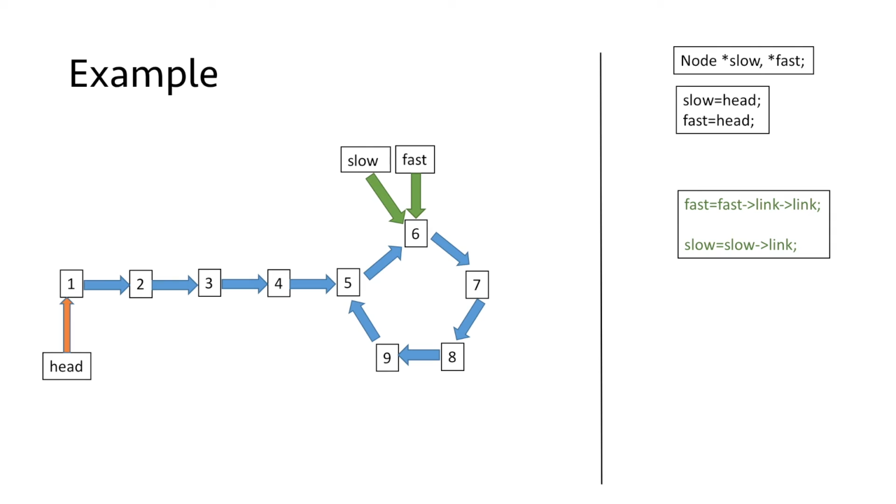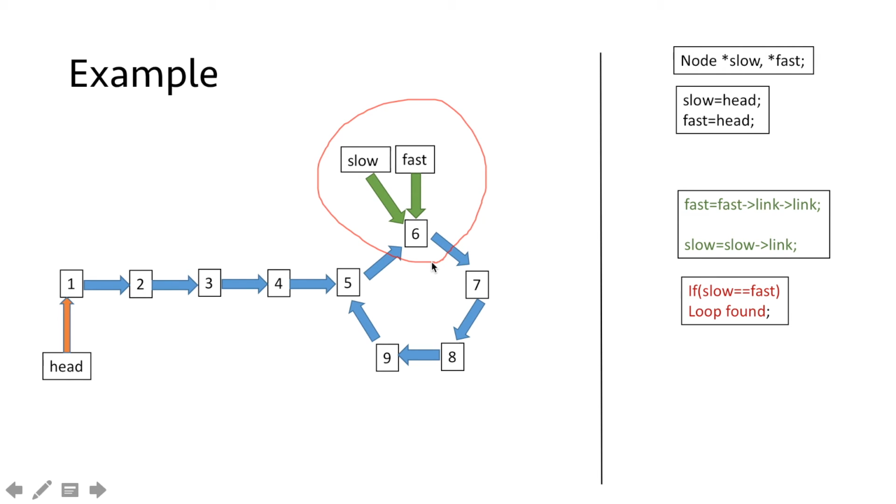That means both our slow and fast pointer are pointing to the same node, which would not have been possible if there was no loop in the linked list. Thus, when slow is equal to fast, we can say that we have found a loop in our linked list. And if there was no loop in our linked list, we would have eventually reached null and our slow pointer would have never become equal to our fast pointer.